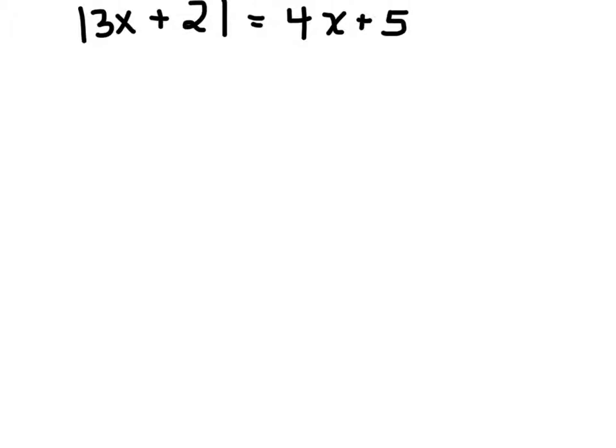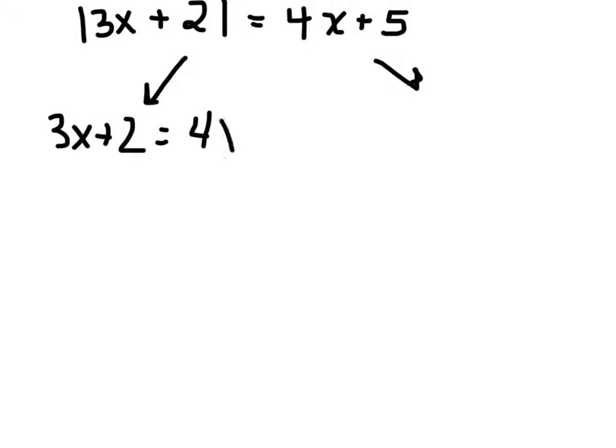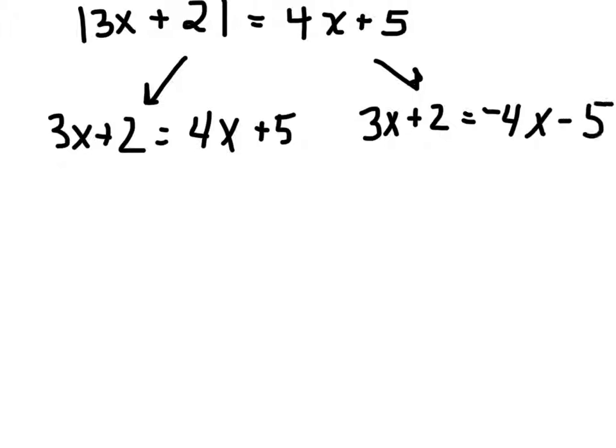Let's take a look at this last example. The absolute value of 3x plus 2 is equal to 4x plus 5. So again, anytime I have an absolute value equation, I need to create two equations. The first is going to be 3x plus 2 is equal to 4x plus 5, basically just the equation with the absolute value symbols removed. The second equation is going to be 3x plus 2 is equal to the opposite of 4x plus 5, which is negative 4x minus 5. Make both things opposite.